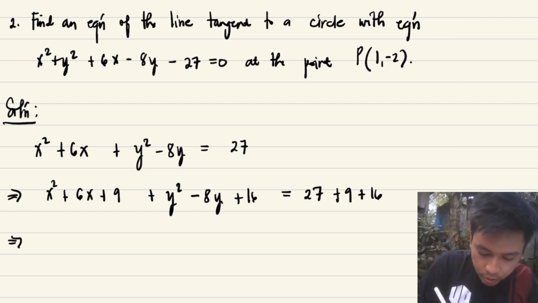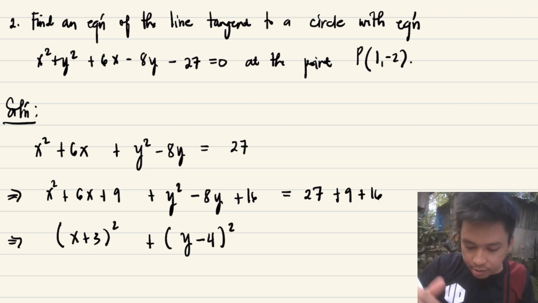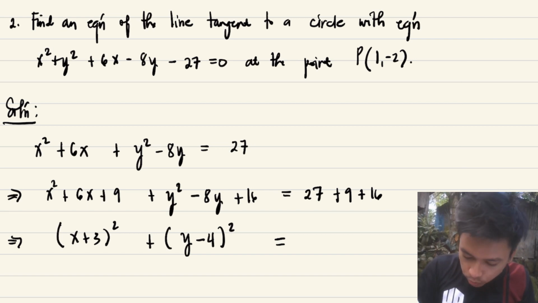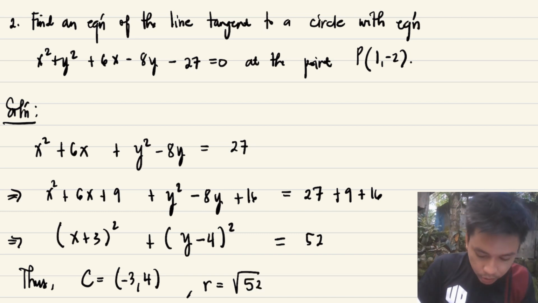The first group here is a perfect square, which is (x plus 3) squared, plus the second group, which is a perfect square as well, (y minus 4) squared, and this is equal to 27 plus 9 plus 16. I believe this is 52. The center is (negative 3, 4), and the radius is square root of 52 units.